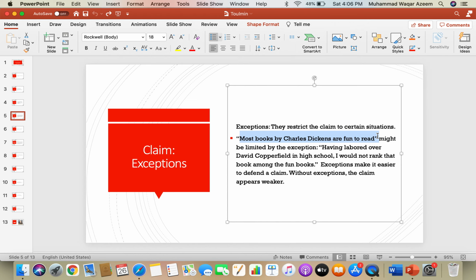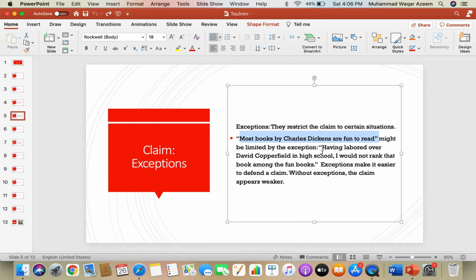You will notice that already there is a qualifier in this statement. Most is a qualifier. But now on this slide, we are not talking about qualifiers. Now we are talking about exceptions. So clever writers put the claim in such a manner that they themselves highlight one or two exceptions to the claim that they are making. And the benefit of that is that their claim becomes stronger.